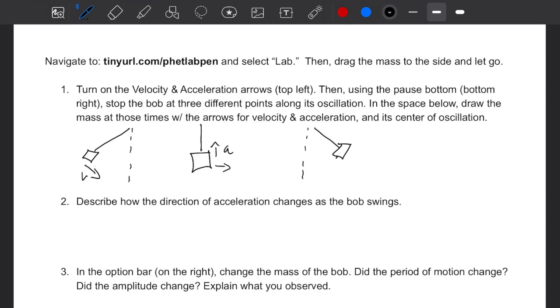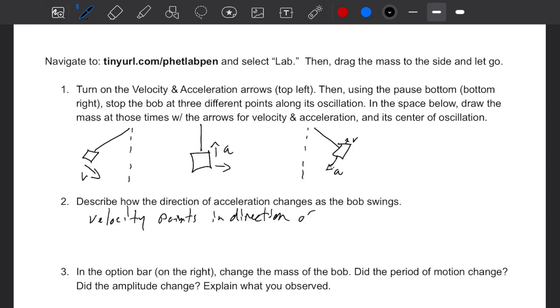And then when we were on the far right side, we had the velocity still going to the right just a little bit. It was slowing down to a stop, and the acceleration pointed back towards the left, which is back towards the equilibrium. And again, the acceleration they're showing us is a combination of the tangential and the centripetal. At amplitude, there is no centripetal because there's no velocity.